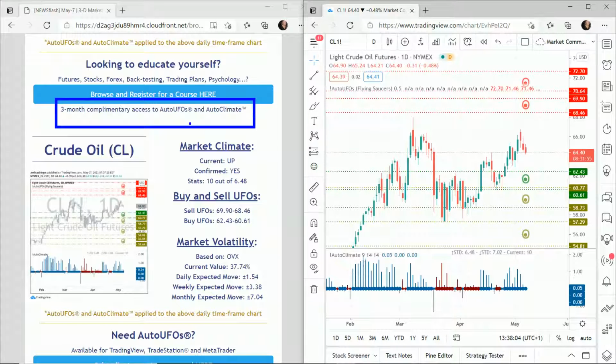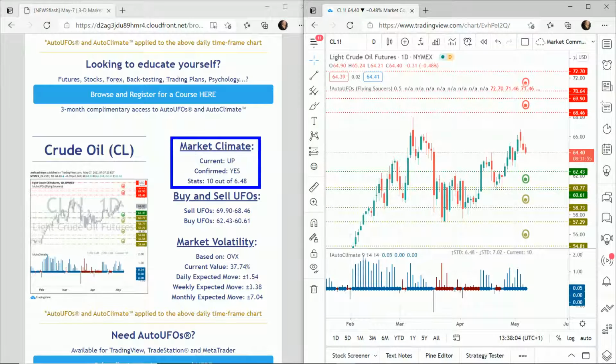So check those out. Okay, so oil. We have a confirmed upwards climate, probability to the upside, thick blue dot, so we can see that there. Usually this market goes up for 7 candles. Again, I know that says 6.48, just rounding up.